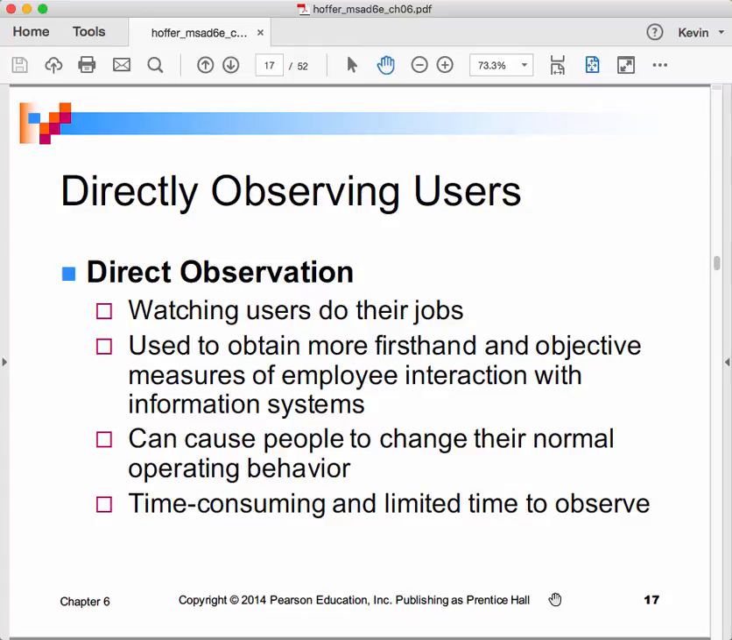So people do observation, but you have to make sure that number one, you know what you're going to get when you observe, and that you're willing to pay the price because it can be kind of expensive.